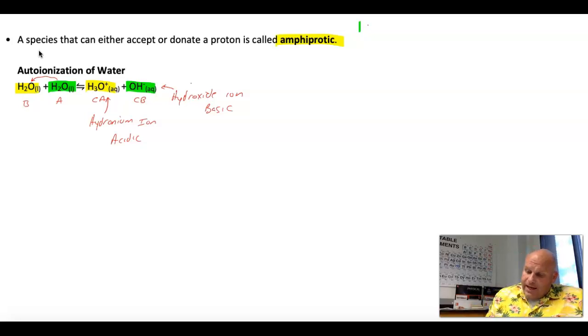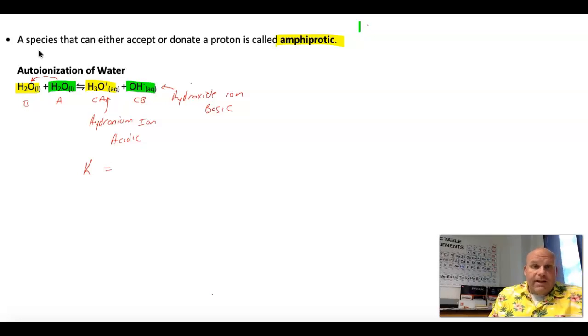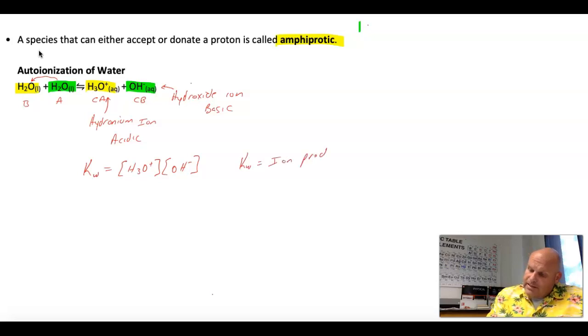If I think about writing a K expression here: products over reactants, coefficients become exponents, exclude solids and liquids. Since on the left I have all liquids, my expression would be the concentration of those two ions. And we are going to give this a new designation. This is Kw, and Kw is the ion product constant. It has a value of 1 times 10 to the negative 14th.